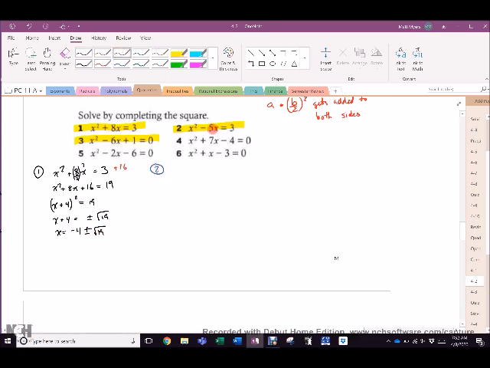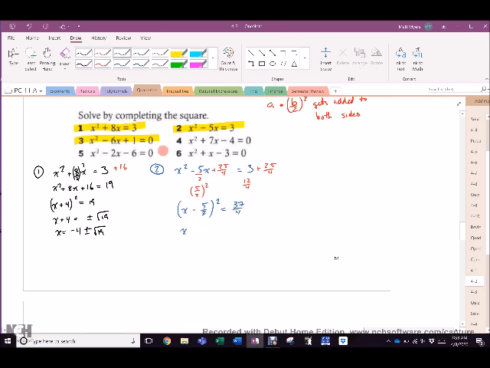Number 2. Barf! It's not even. All right, x squared minus 5x, I'm going to leave a space here, equals 3. So, divide by 2, 5 halves, square it, 25 fourths. Yuck. Plus 25 fourths. I remember that 3 is 12 fourths. So I have x minus 5 over 2 squared equals 12 and 25 is 37 fourths.